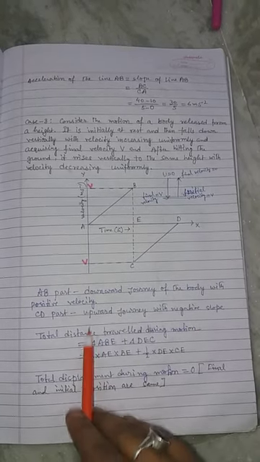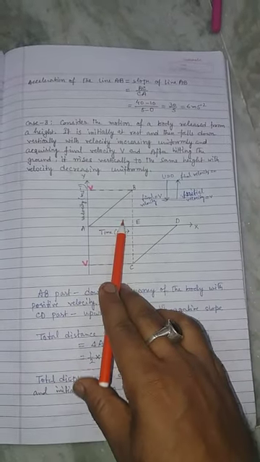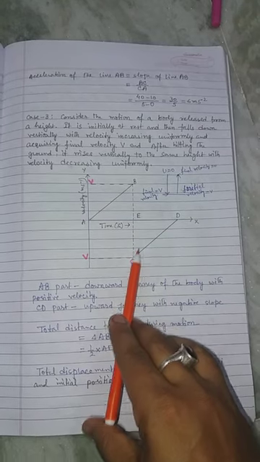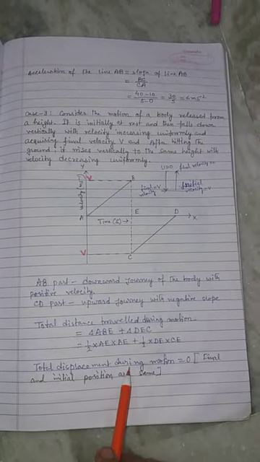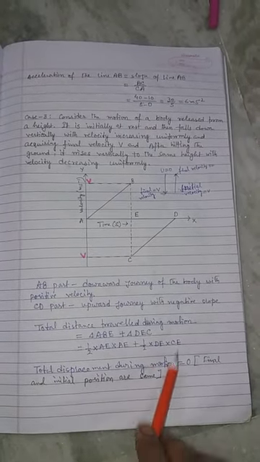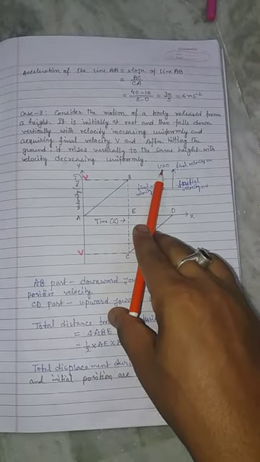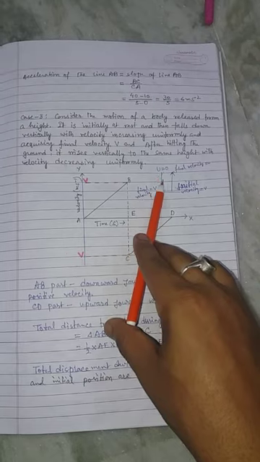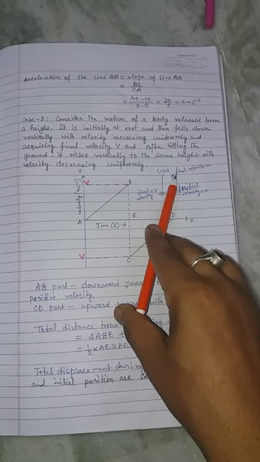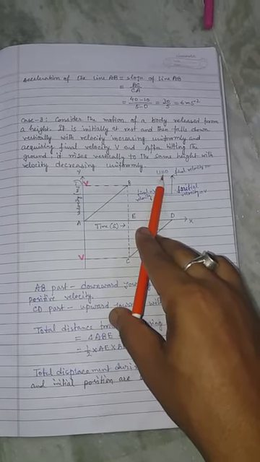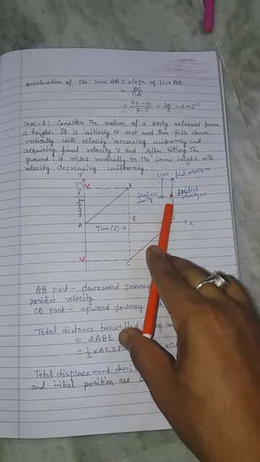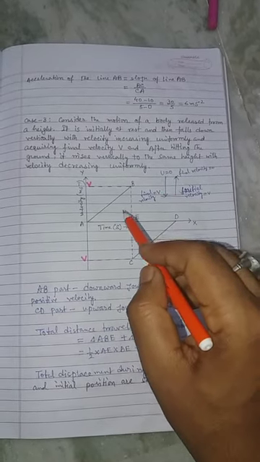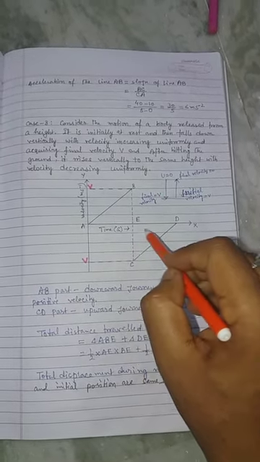Total distance will be the area of this plus the area of this. Total displacement during motion equals 0 because the final position and initial position are both the same. That's why total displacement is 0, but total distance will be this one plus this one, that means the area of this one plus the area of this one.